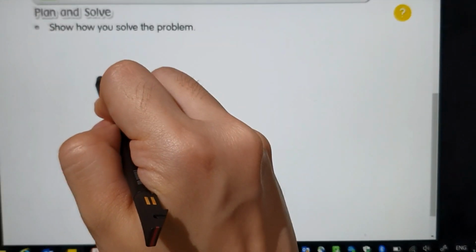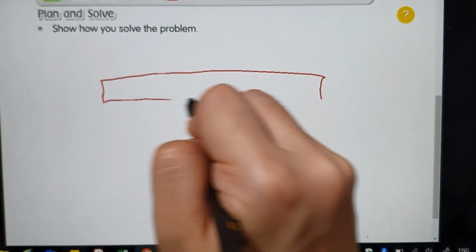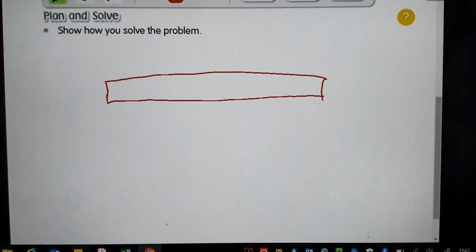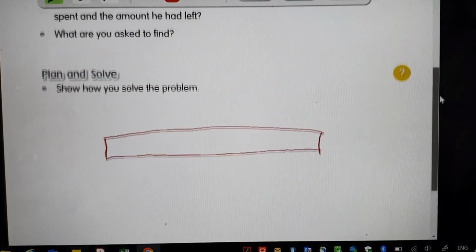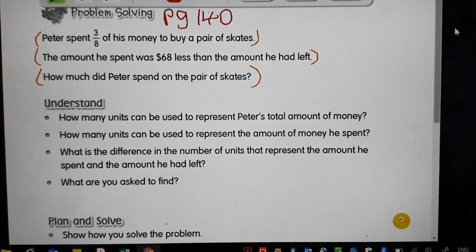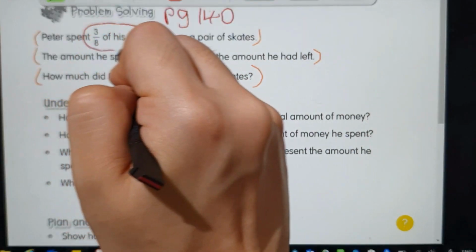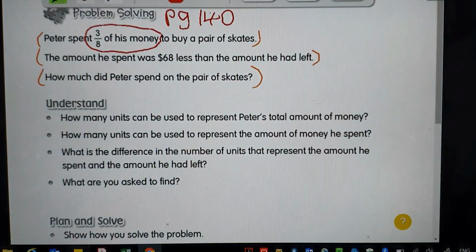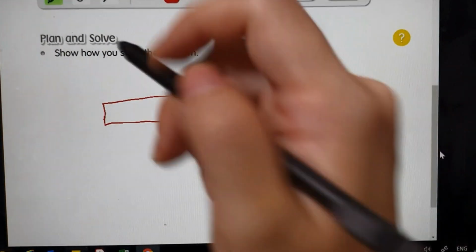I'm going to draw one bar that looks like this. And am I able to label the total here, just based on the question? No, I'm not able to, but looking at this part here, I know that I can cut my model into 8 units. So, I will cut this into 8 units.